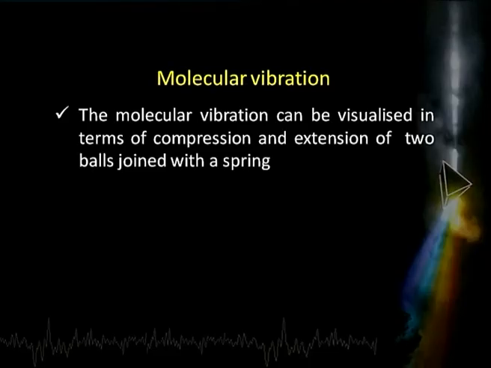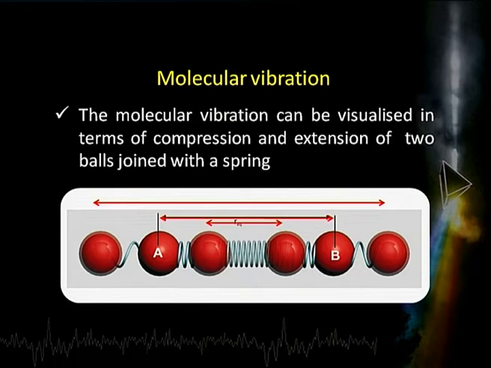So, let us see how I physically visualize a molecular vibration. A molecular vibration can be visualized in terms of compression and extension of two balls joined with a spring. Basically, I am trying to visualize a bond in terms of two spheres representing the two atoms, and the spring representing the bond. If I take two balls attached through a spring, pull it and then leave it, it starts vibrating. That is the way a molecular vibration can be visualized.